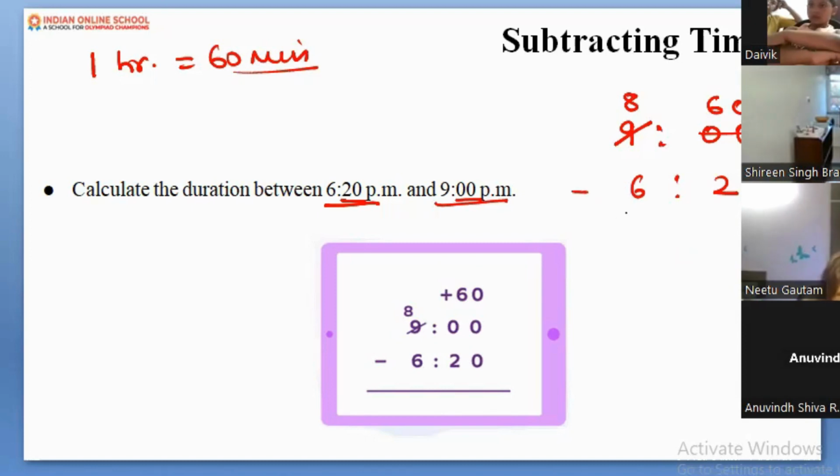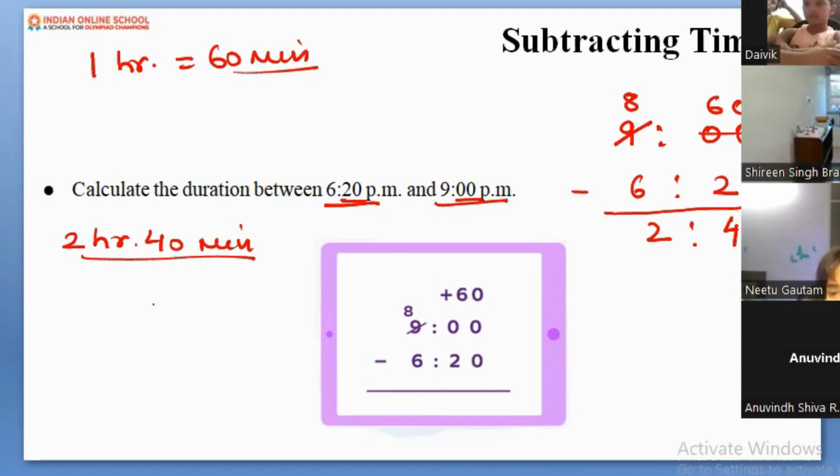So we can subtract 0 minus 0, 0. 6 minus 2 is 4. And 8 minus 6 is 2. So what answer are we getting? 2 hours, 40 minutes. Very good. Devik, understood? Yes, ma'am. Avantika Das, understood? Yes, ma'am.